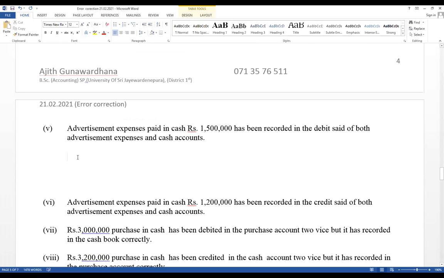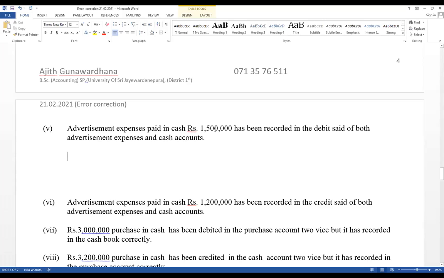Think what would be the answer? Advertisement expense paid in cash 1500 has been recorded in the debit side of both ledger accounts. Both advertisement expense account and cash account debited. Think what the correct entry is.